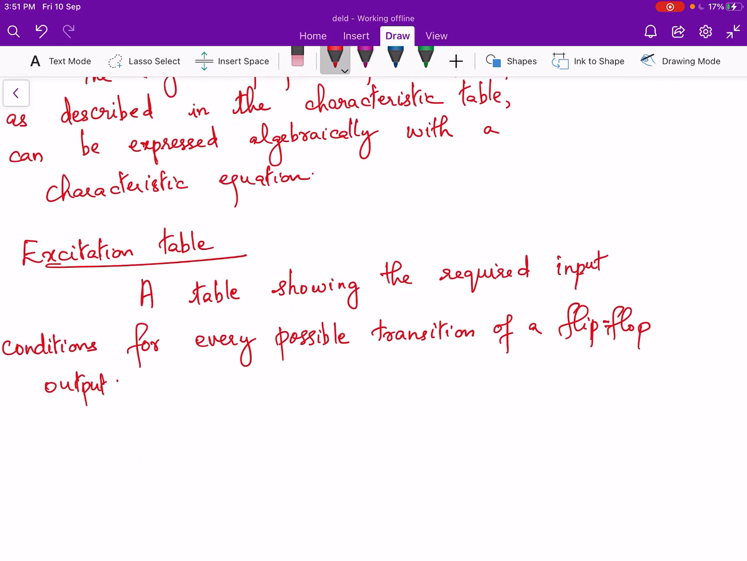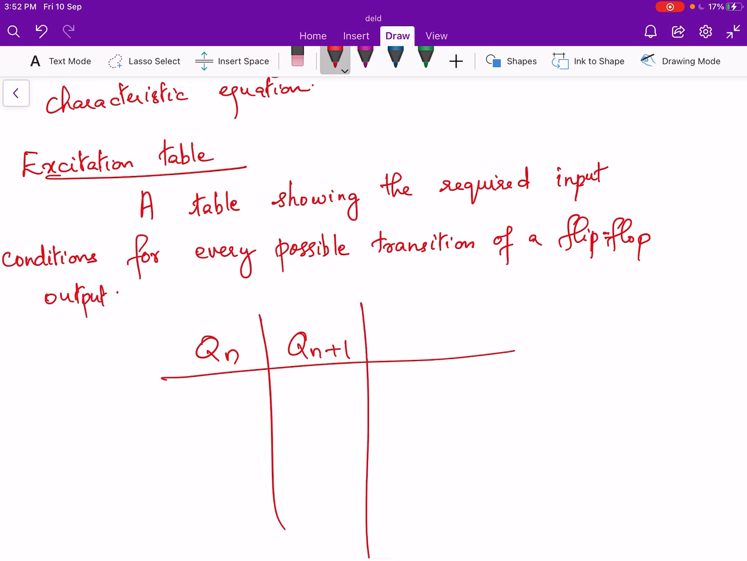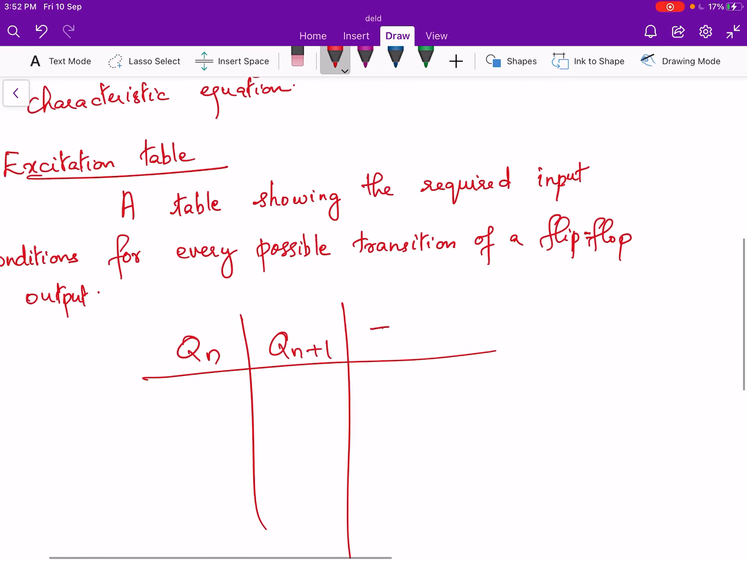Next is the excitation table. Excitation table means a table showing the required input conditions for every possible transition of a flip-flop output. So if the output is having a transition from Qn to Qn plus 1, that is, if the present state is Qn and the output is having a transition to the next state, that is Qn plus 1, then corresponding to different values of Qn and Qn plus 1, what is the input condition? That will be shown in a table and that table is called the excitation table.